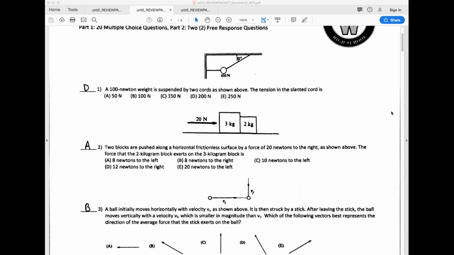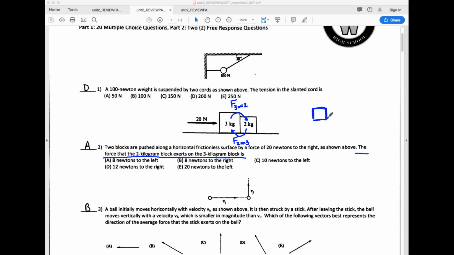And so here's a sketch of these 2 blocks. And we have another third law question. The 3 kilogram block is pushing on the 2 kilogram block with the same force. This is an action-reaction force pair. So I'm going to write this as F of 3 on 2 is the same as F of 2 on 3. That's what they ask. They say the force that the 2 kilogram block exerts on the 3 kilogram block. Don't let that freak you out in any way.